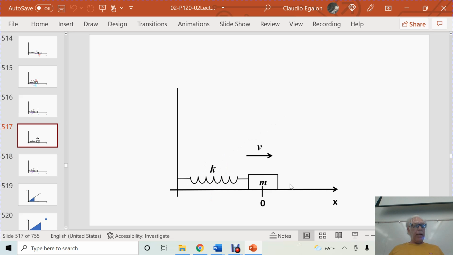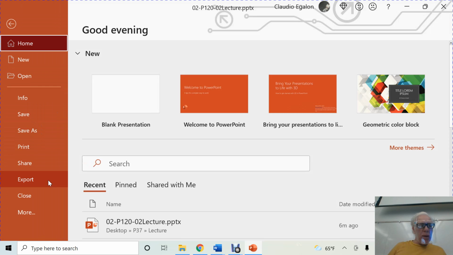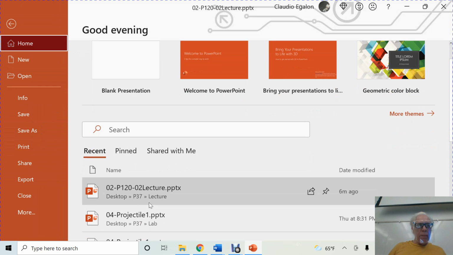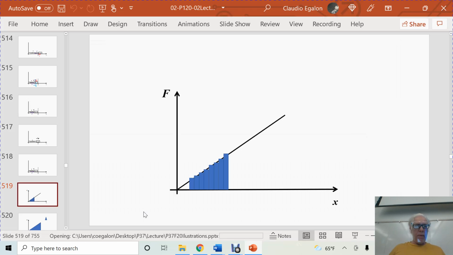So here we go. Now I'm plotting the magnitude of the force against x, okay? That's how the force changes with position. It goes in a linear fashion, in a linear sense. Let's see if I have something different in the other. Here you go, P37.